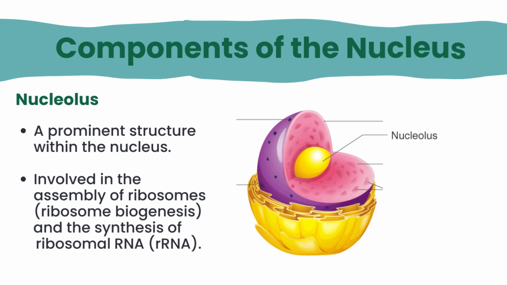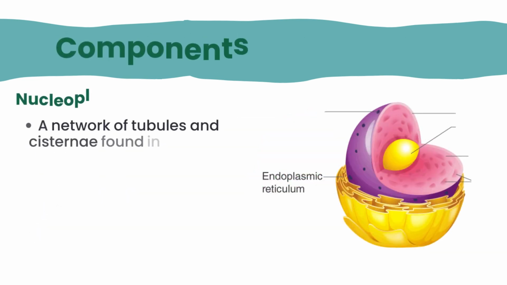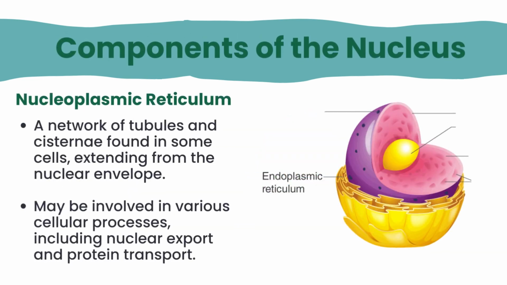Nucleolus is a prominent structure within the nucleus, and it's involved in the assembly of ribosomes, ribosome biogenesis, and the synthesis of ribosomal RNA. Nucleoplasmic reticulum is a network of tubules and cisternae found in some cells, extending from the nuclear envelope, and may be involved in various cellular processes, including nuclear export and protein transport.